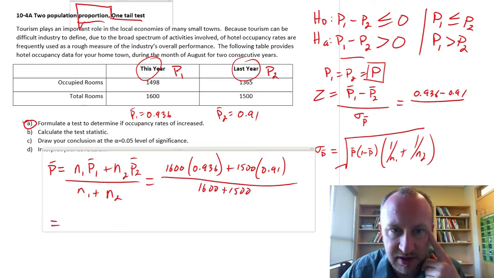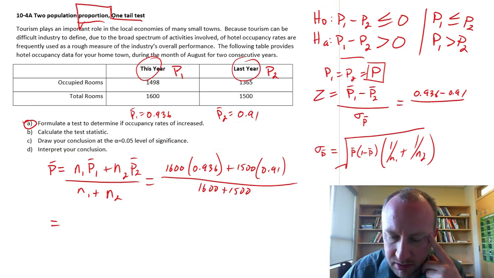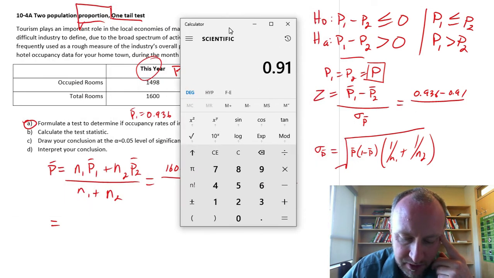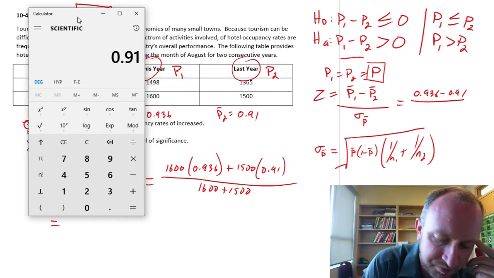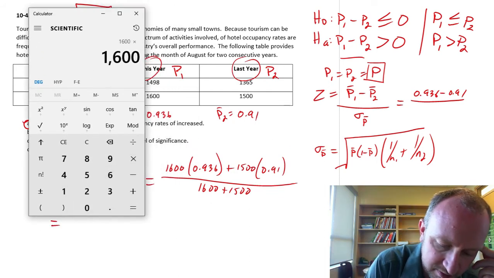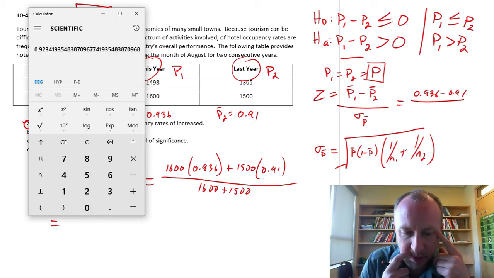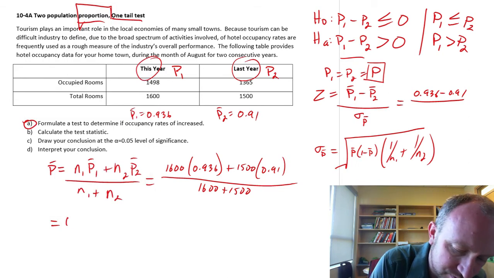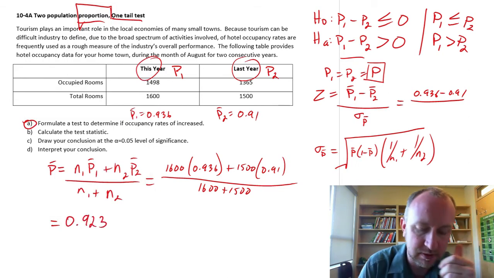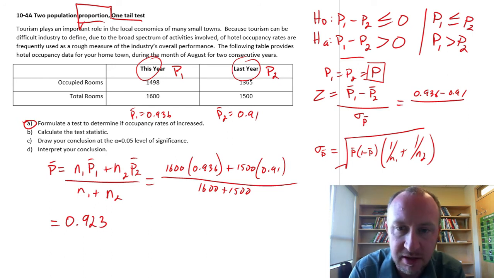And that will give us, where's my calculator? Okay, right there's good. So 1600 times 0.936 plus 1500 times 0.91 divided by 1600 plus 1500 equals 0.923. Okay, so there's our pooled estimator for the population proportion.